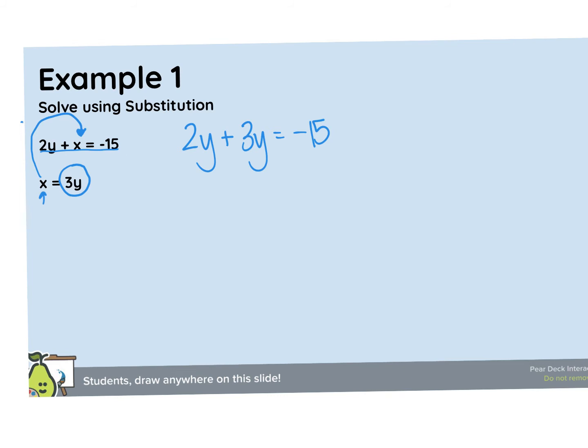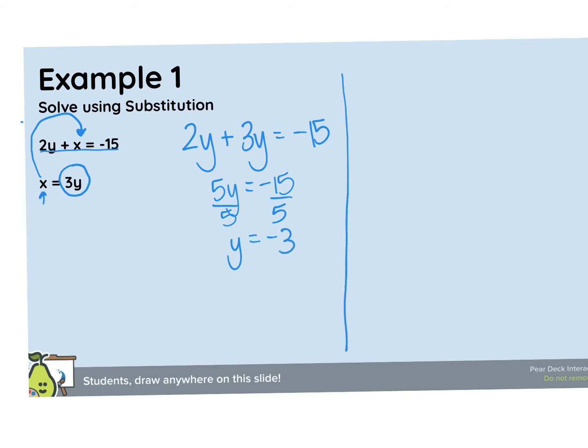Now this is an equation we can solve because it's all y's. There's only one variable. So we combine our like terms. We get 5y equals negative 15. Isolate the variable by dividing. So we get y equals negative 3.